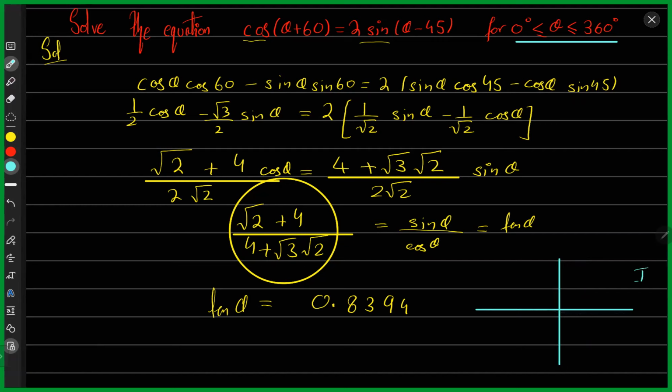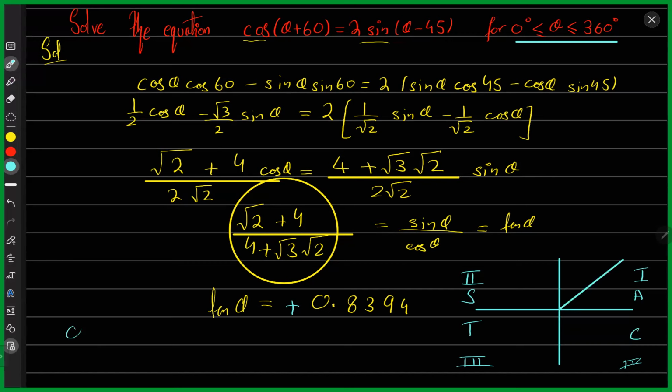First quadrant, second quadrant, third quadrant, fourth quadrant. Tan is positive, so it's positive in the first one. All are positive. Add sugar to cup, and it's positive in the third quadrant as well. Let's find the basic angle.